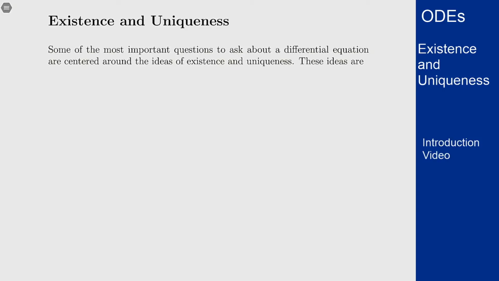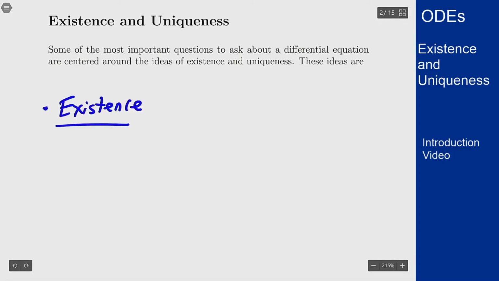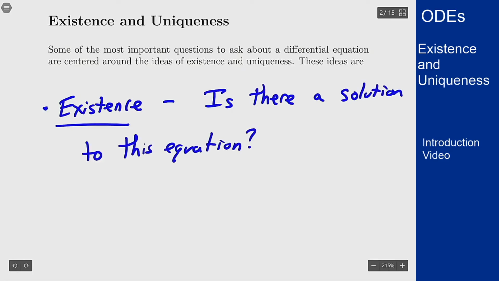In this video, we'll talk about existence and uniqueness, which are two of the main theoretical ideas surrounding differential equations. One of the most important questions to ask about a differential equation is the idea of existence and uniqueness. So what do these things mean? Well, the idea of existence is, is there a solution to this equation? Is there a function y of t that solves the equation that I care about?